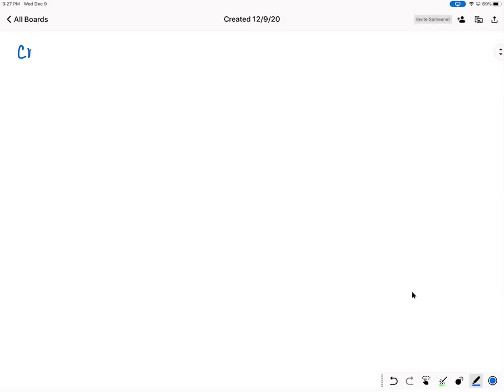So this is case number 3. And that's when our matrix is defective. So it's missing a complete set of eigenvectors. What do we do?